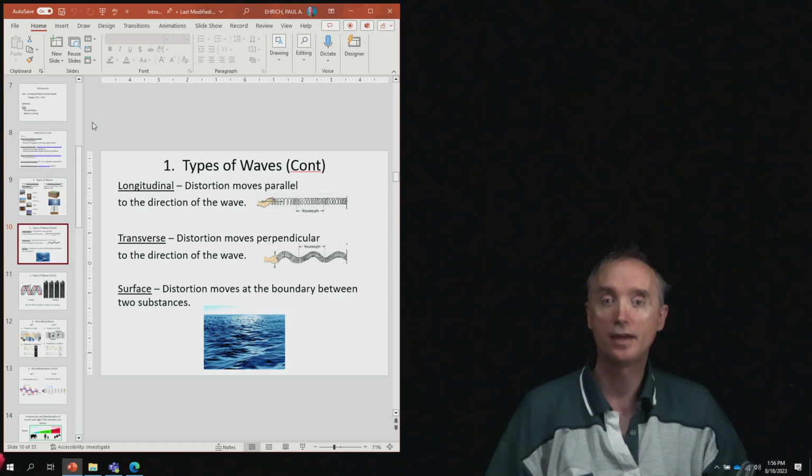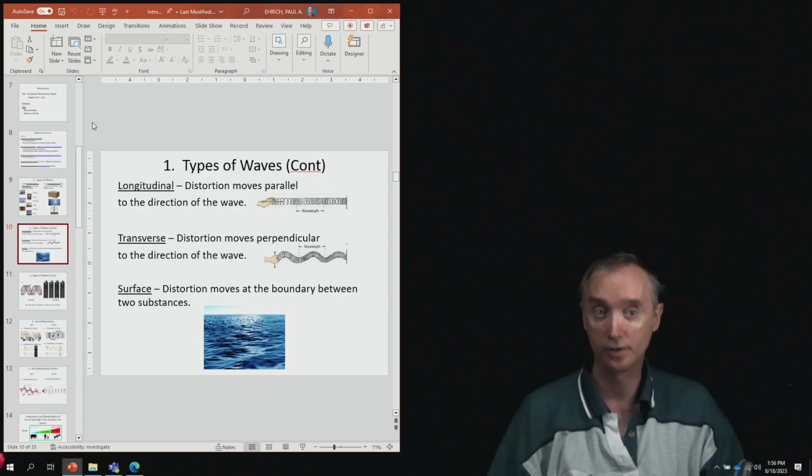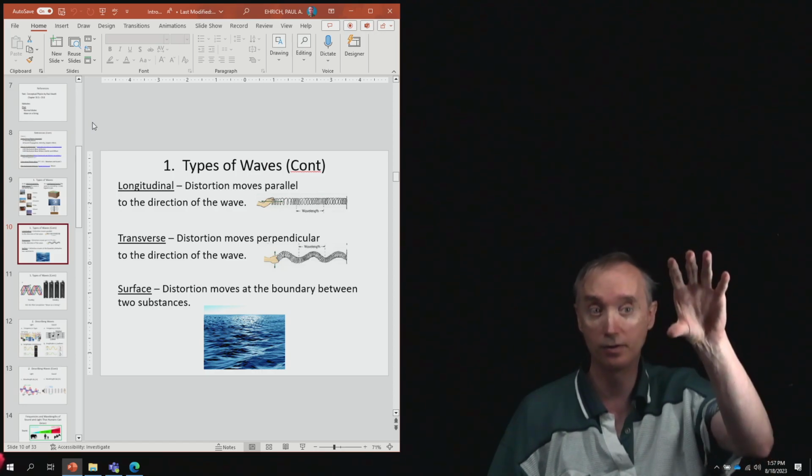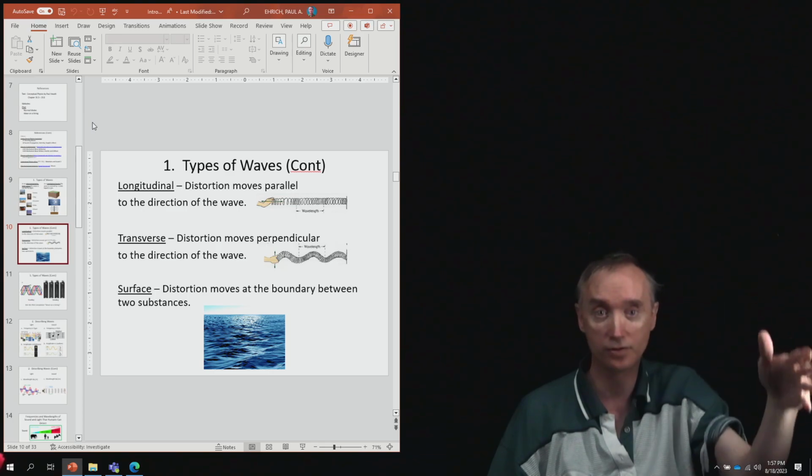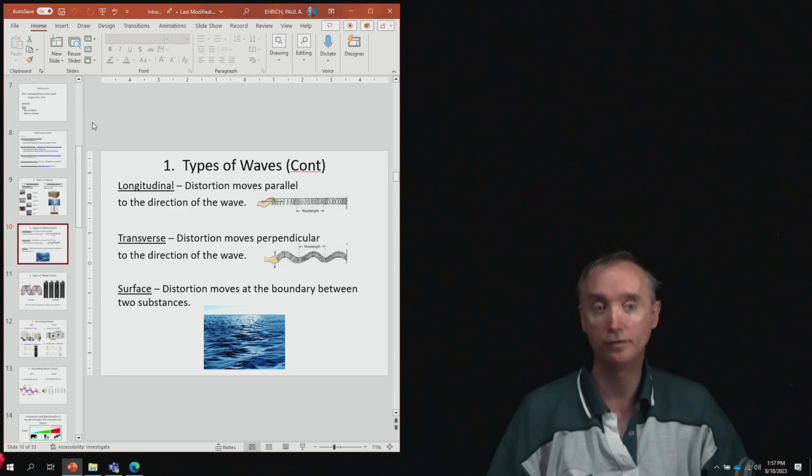Then you have a surface wave. So in order to have a surface wave, you've got to have a surface. Now, that means a boundary. So a boundary between two different substances makes a surface. Now in this picture here, I've got ocean waves. So the surface would be at the boundary between air and then water. And then at the interface between the two, you could have a surface wave.